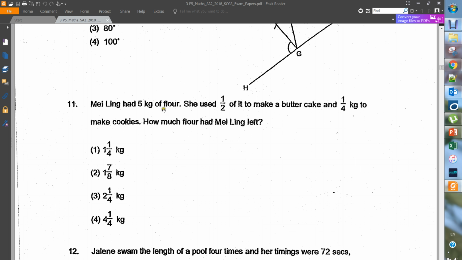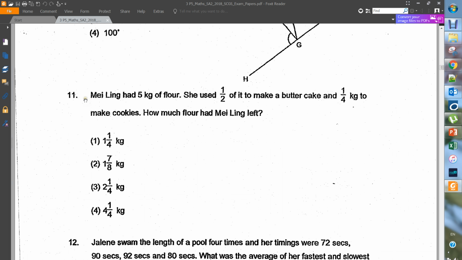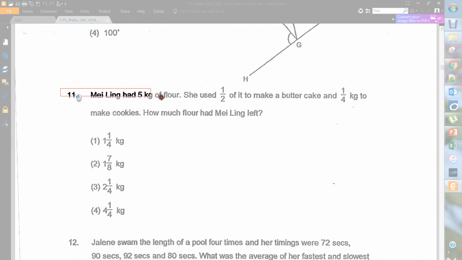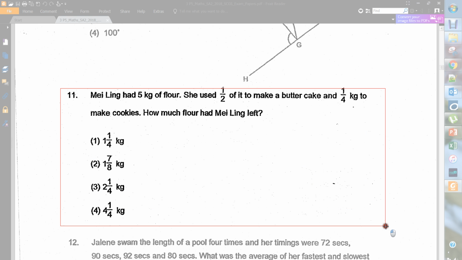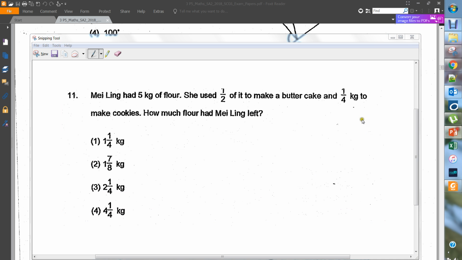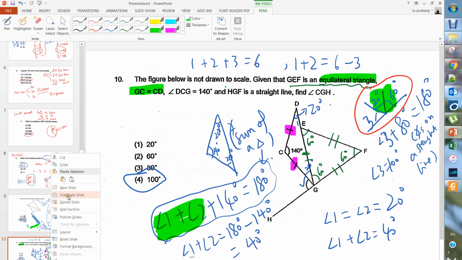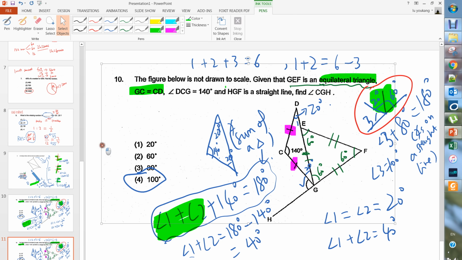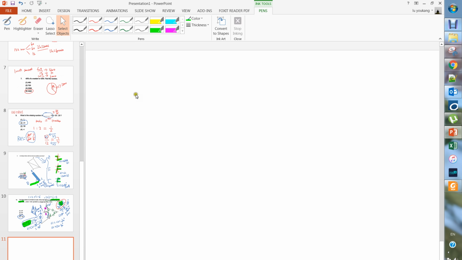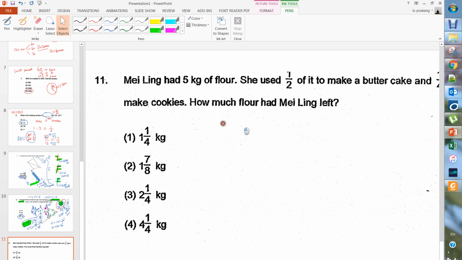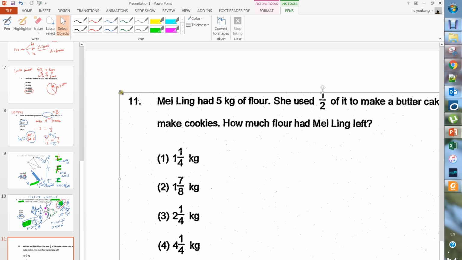Okay, let's move on. Question 11. What concept is this? What method should you use? This question looks familiar. What concept should you use? Question 11. What concept should you use?